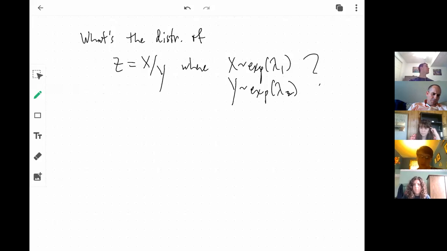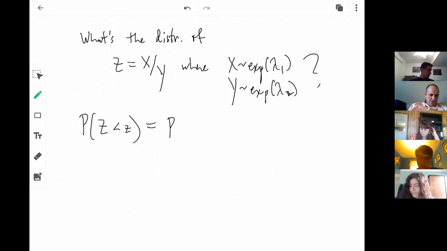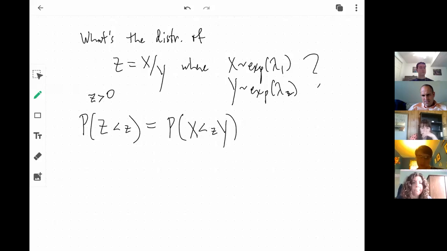Here's what we can do. We can say, what's the probability that z is less than some little z? Well, this would be the probability that x is less than some multiple of y. And by the way, z would be just some number bigger than 0. You see that? Does that make sense so far?